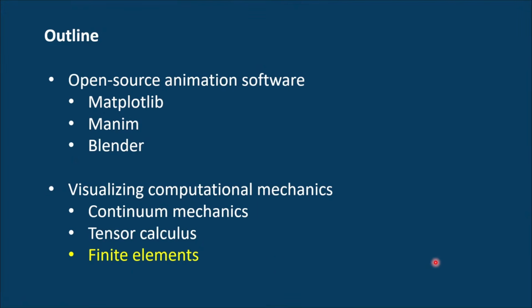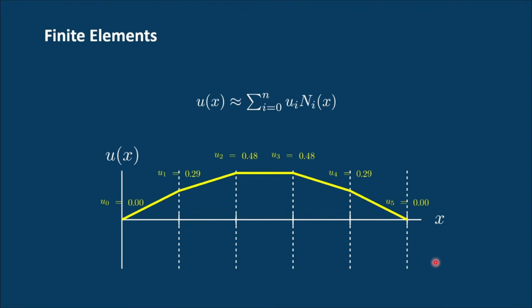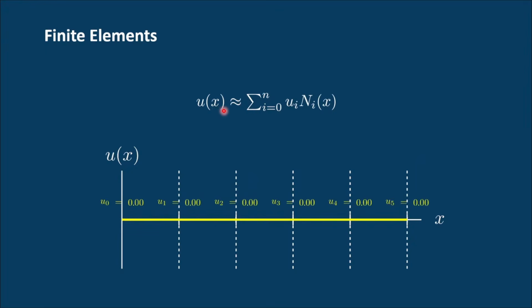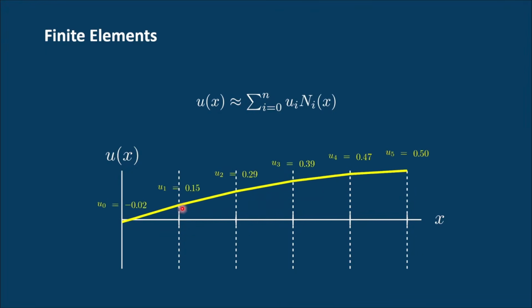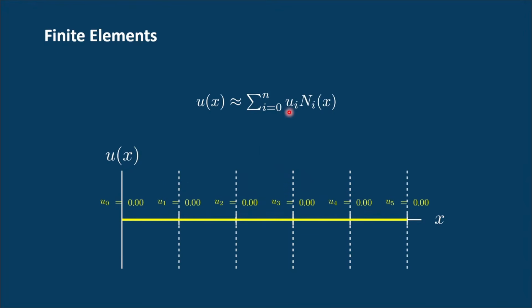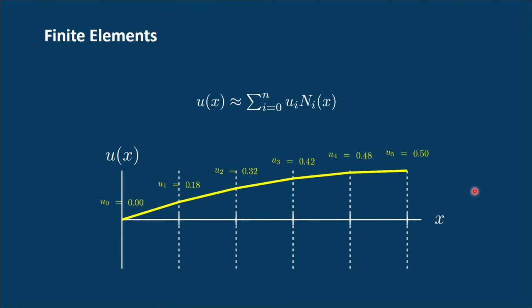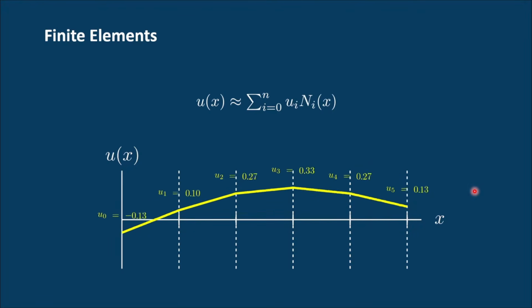Okay, finally I would like to show how these animations can be used for visualizing finite elements. So this animation you have already seen. Here we can see a finite element approximation of a function, and we can see how this approximation changes when we change the nodal values, in this case u_i, of the finite element approximation. So this is one example where we can use Manim to visualize finite elements.